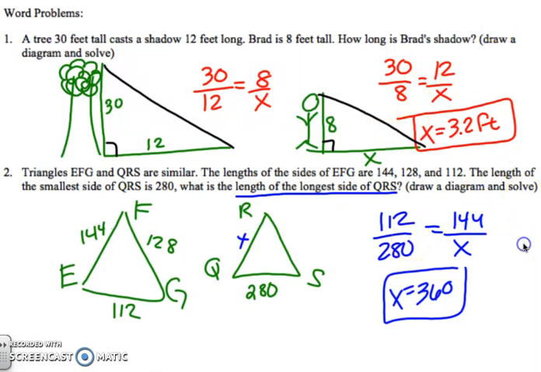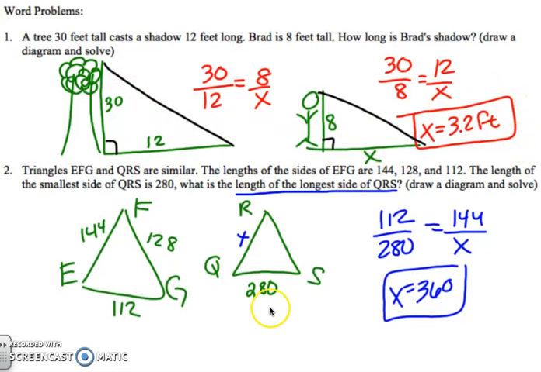So I know they're proportional, and I need to solve for x. There are lots of different ways you can set it up. You could say 30 over 12 equals 8 over x. That's one way. You could say 30 over 8 equals 12 over x. You could say 8 over 30 equals x over 12. It doesn't matter, just make sure you're doing the same thing in your proportion. You should get 3.2 feet for Brad's shadow.